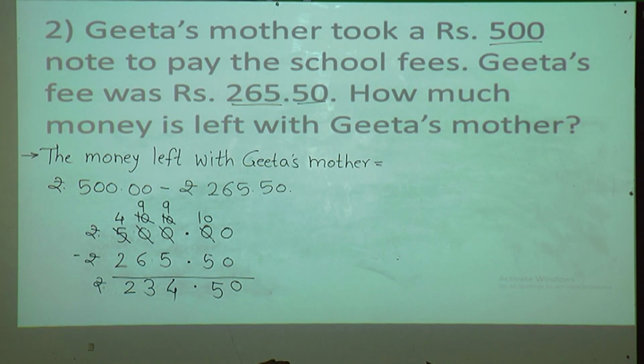Clear? See, initially Geeta's mother was having a 500 rupees note. Okay, and from that 500 she has to pay rupees 265.50. And the question was how much money is left with Geeta's mother. So for that, we have to subtract 265.50 from 500, then we'll get the money left with Geeta's mother. So after subtraction we got the answer, that is 234.50 rupees left with Geeta's mother. Okay, clear this? Okay.